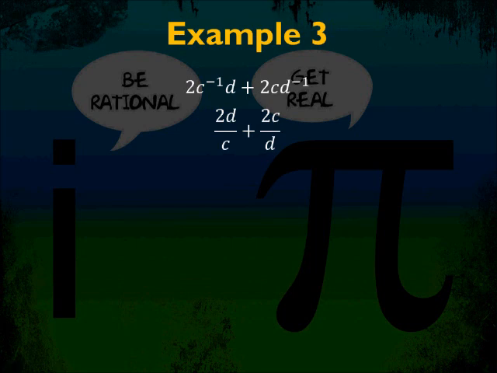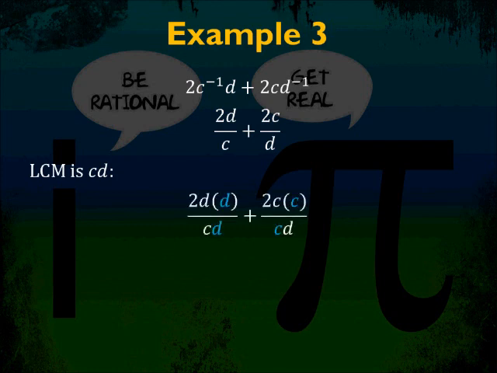Now go ahead and try these yourself. This one is not as complicated as some of the ones that are coming up. So the least common multiple is CD, which means you multiply the left fraction by D above and below the bar. And the second fraction, we have to multiply the top and bottom by C.